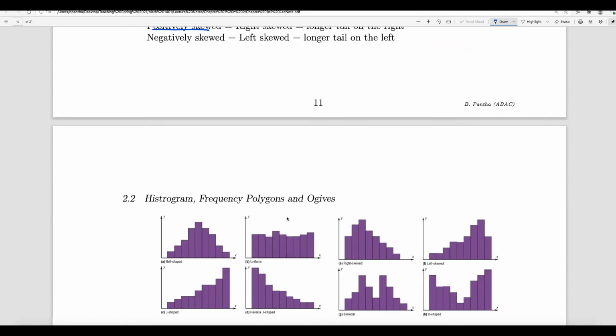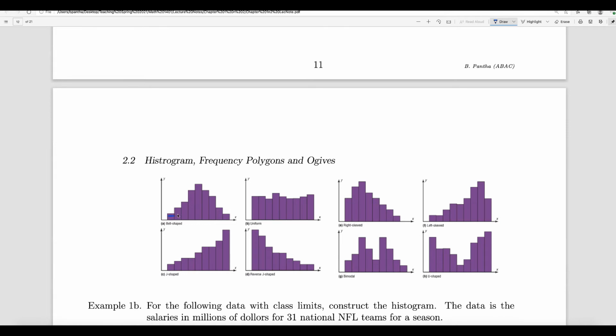Okay, look at these shapes. This is the normal shape because it is bell shaped, right? You see that? And this is called uniform, meaning all the heights are almost the same. This has a longer tail on the right, that is right skewed. This has a longer tail on the left, that is left skewed. And this is J shaped, and this is reverse J shaped. This is bimodal. This has one peak and then another peak, right? And this is U shaped. You see that? That's the shape of the distribution from the histogram.